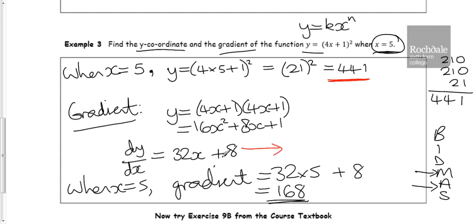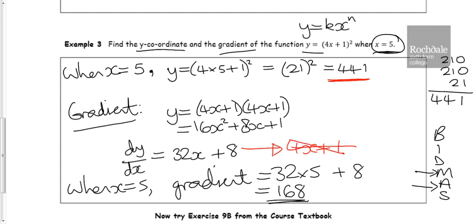Just a quick note regarding dy by dx. Don't think that 32x plus 8 can be simplified to 4x plus 1. It can't. 4x plus 1 is 8 times smaller than 32x plus 8. These numbers here have a common factor of 8. They do have a common factor of 8, but we can't go dividing it by 8, because that'll make it smaller. We've changed it, so that's no good.